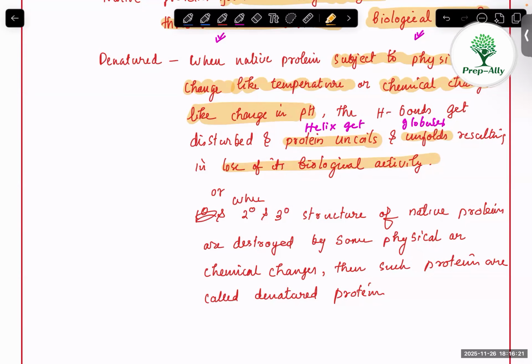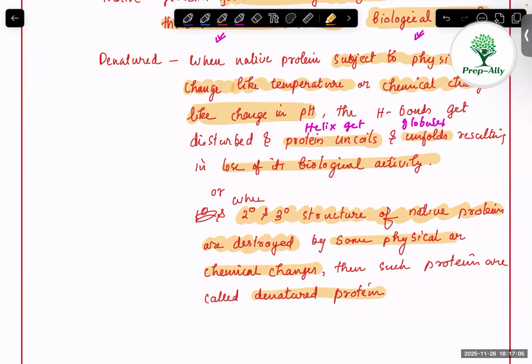Denatured protein. So if a question comes, this is the key point. When native protein is subjected to physical and chemical change, its biological activity is lost, and it will form denatured protein. That is one way to say it. Another way to explain this is: when native protein is subjected to temperature or change in pH, it will uncoil its chains, globules get unfolded, and it loses its biological activity. You will get the denatured protein. Or you can write: the secondary or tertiary structure of native protein is destroyed and it becomes simply a primary long peptide chain by some physical or chemical changes. It is called denatured protein.